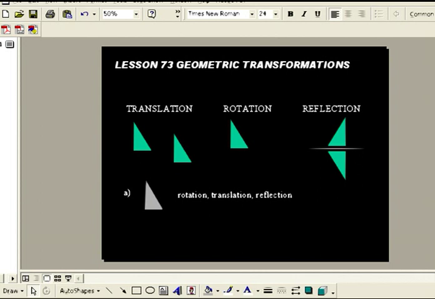Okay, so just make sure you know the difference between a translation, a rotation, and a reflection, and just don't get confused about a big word like geometric transformation. Geometry, that's just the study of shapes. Transformation, that just means to move something. Okay, well that's all for lesson 73.